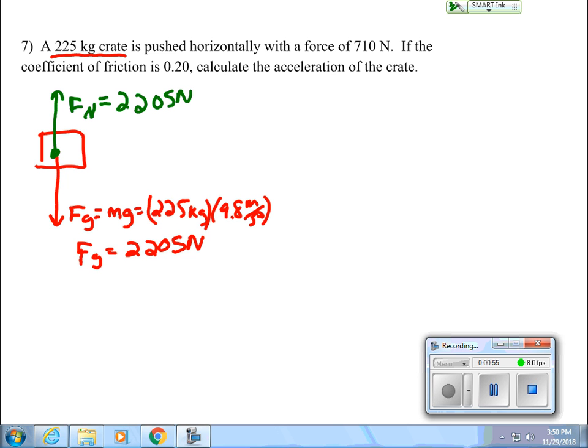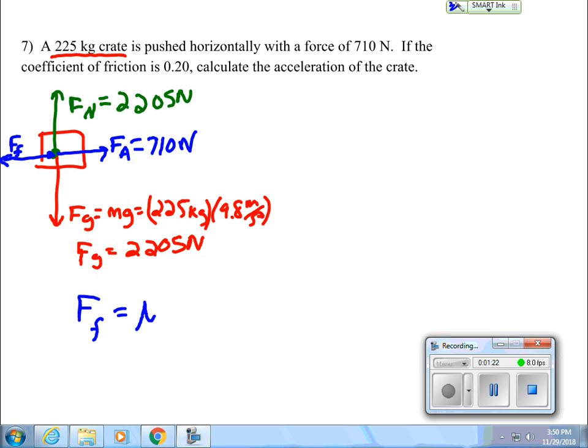Now let's say I'm applying a force, so I have an applied force, and I'm already telling you it's 710 newtons. And if the coefficient of friction, so we've got to work out there's some friction over here, always friction. They tell you force of friction, just get a little background information.